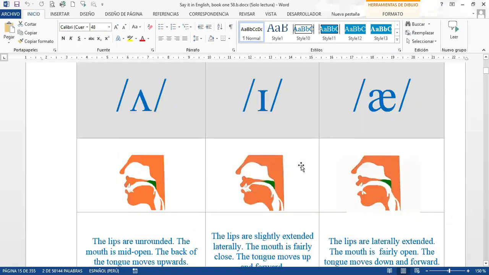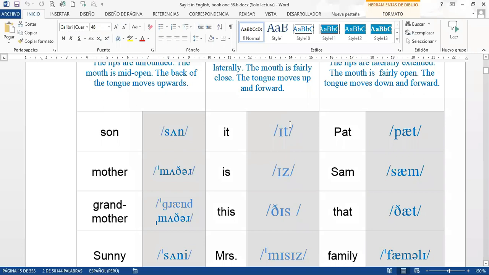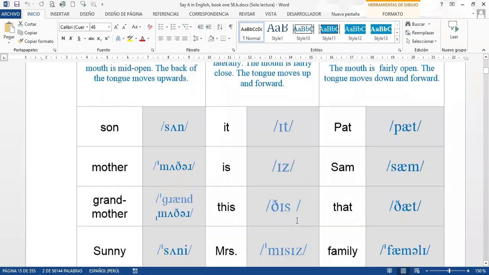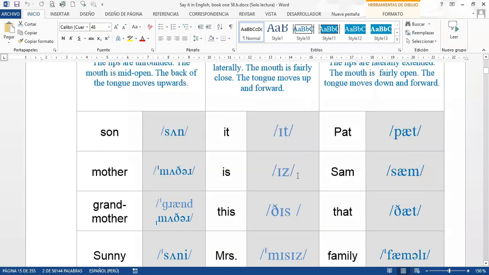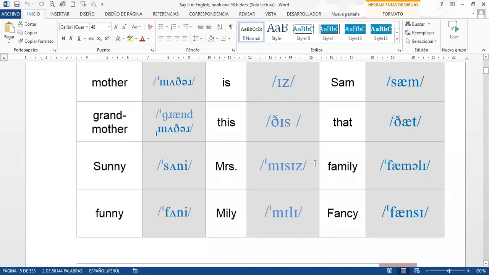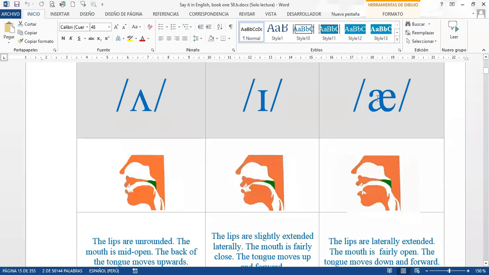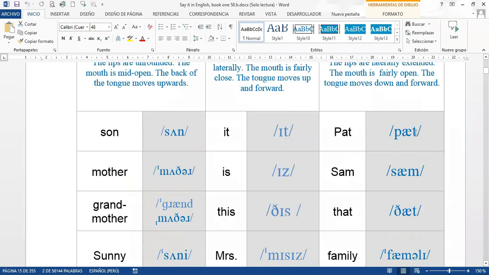The next sound is the sound e. Okay, very common sound in English too. Let's pronounce some words. We have it, is, it's not S, is with a Z sound, this, Mrs., and Millie. Again: it, is, this, Mrs., and Millie.